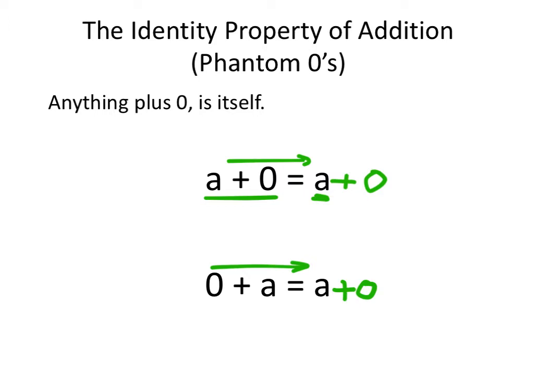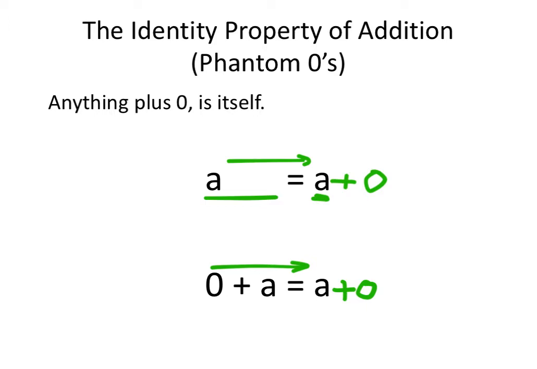Now, I may be making light of this more than I should, but this principle, the identity property of addition, is crucial because if we ever see a plus 0, it is appropriate even to make it a phantom 0. So you could say, you know what, I don't want to look at the plus 0 for that matter. I just want to see it as A, and that would be acceptable.